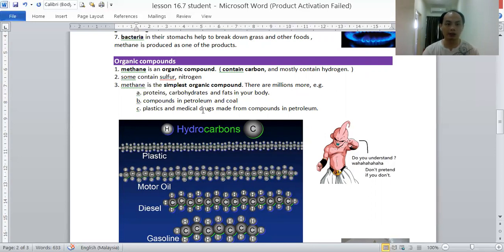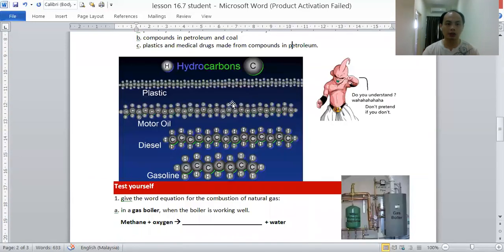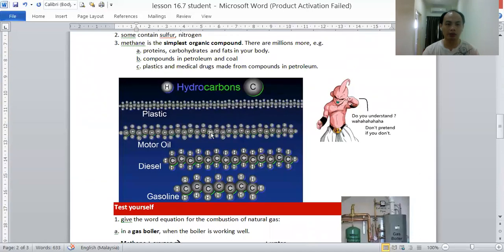Okay, plastic, medical drugs. These are a few examples of hydrocarbons from petroleum: plastic, motor oil, diesel, gasoline, and you see the carbon. Gasoline has a shorter carbon chain, and this one is longer. That's why diesel produces more soot, motor oil is even worse lah. Plastic, you go and burn plastic and see whether there is any soot.